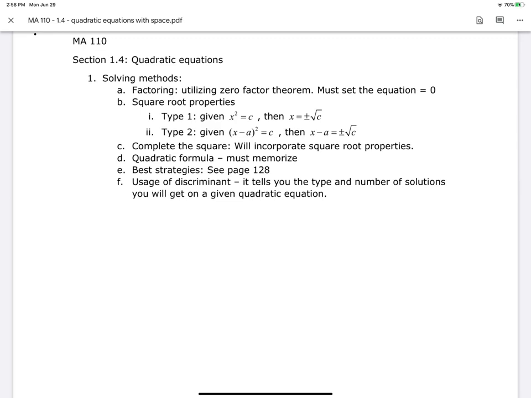Okay, so factoring, use the zero factor theorem. Make sure you set the equation equal to 0. If you don't set the equation equal to 0, it doesn't work.